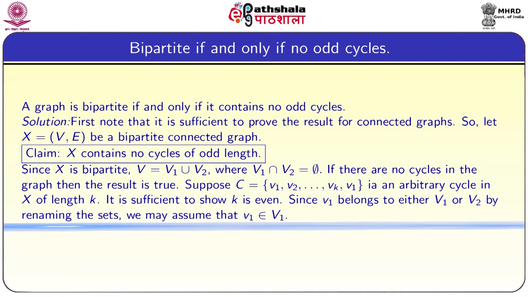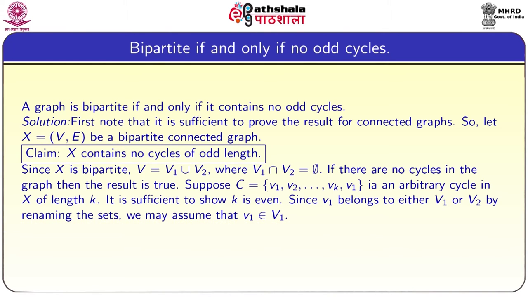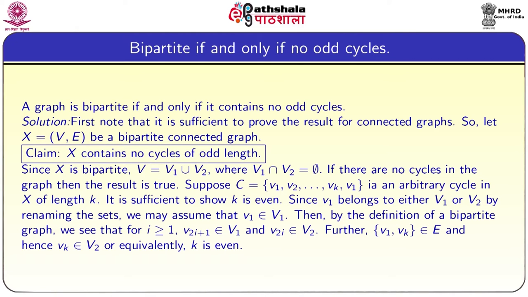Since v1 belongs to either V1 or V2, by renaming the sets, we may assume that v1 belongs to V1. Then by definition of a bipartite graph, for i greater than or equal to 1, v(2i+1) belongs to V1 and v(2i) belongs to V2. Further, the edge (v1, vk) belongs to E and hence vk belongs to V2, or equivalently k is even. So, here we showed that if a graph is bipartite and connected, then every cycle length is even.